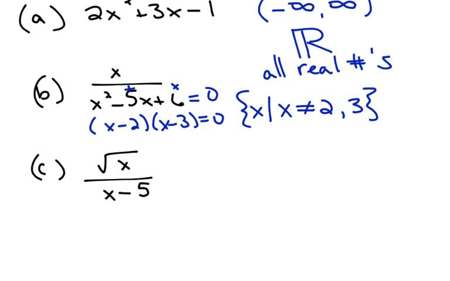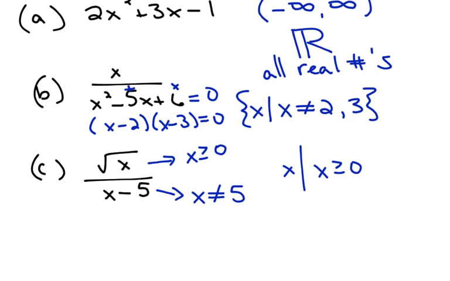In part C, the reason I didn't worry about the numerator in part B is because the numerator is just x. But in part C, the numerator is the square root of x, which we already know has a domain of x greater than or equal to 0. And since the denominator can't be 0, x cannot be 5. Otherwise, you have 0 in the denominator of the fraction. So we say that the domain is x greater than or equal to 0, and x cannot equal 5.